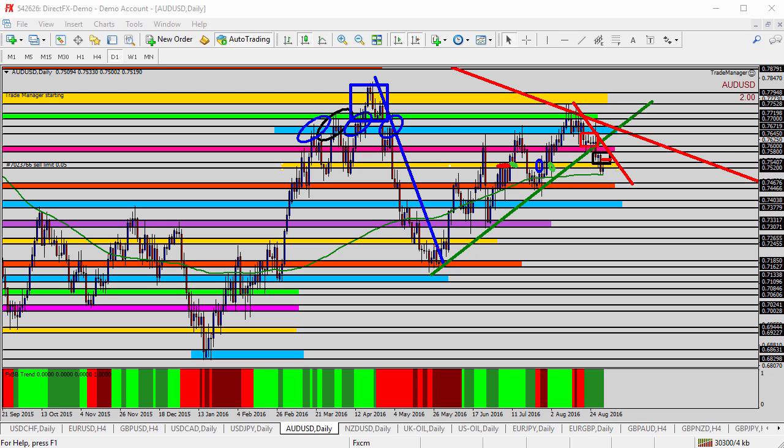Today we're going to be taking a look at the AUDUSD, the Australian versus the US dollar, for today's trade analysis. It is important for us to recognize the fact that today's really our first significant news day on the calendar for this week.